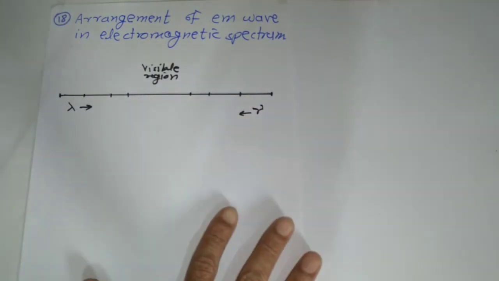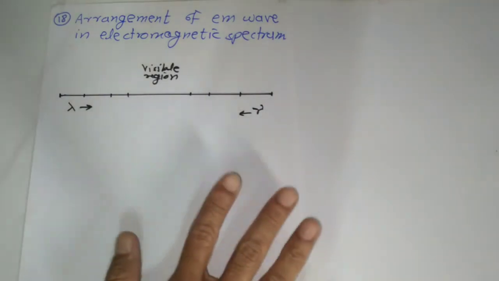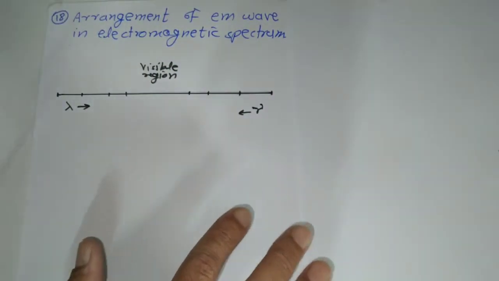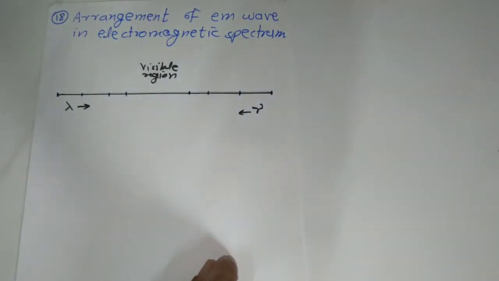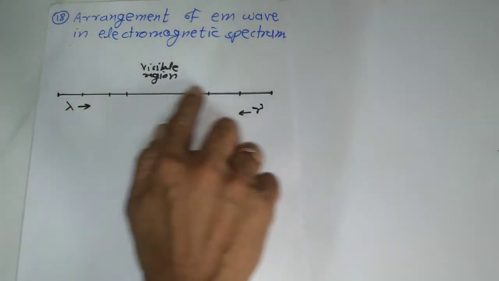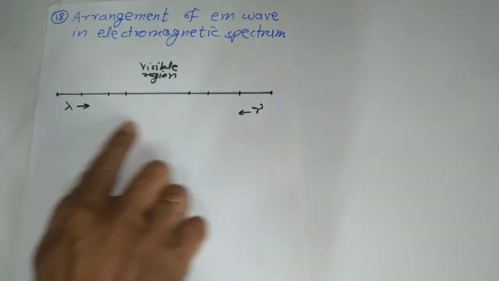We are considering the JEE 2016 problem, and especially problem number 18, in which they have asked us the order of electromagnetic waves according to increasing energy per quanta. For that purpose, we must know the electromagnetic spectrum, which I have tried to show here, in which wavelength is increasing from left to right, while the frequency nu is increasing from right to left.